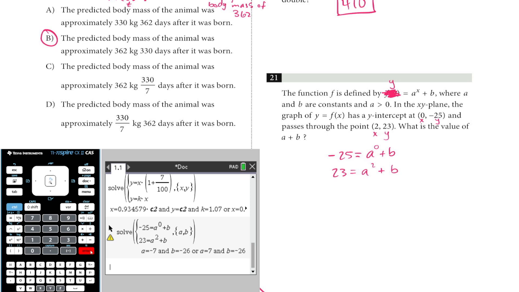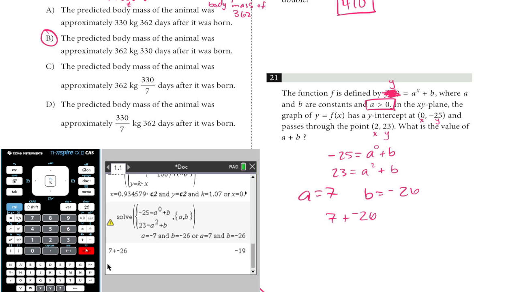So they want to know what is the value of a plus b. And notice how they did tell us up here, a has to be greater than 0. Because if we look at our solutions, I have 1 corresponding values of a and b where a is negative. So we don't want that one. We're going to look at where a equals 7. So I'm talking about this solution. And b equals negative 26. And we are going to do what? We're going to add those. So we're going to do 7 plus negative 26. So again, just do regular math. 7 plus negative 26, and we get negative 19.